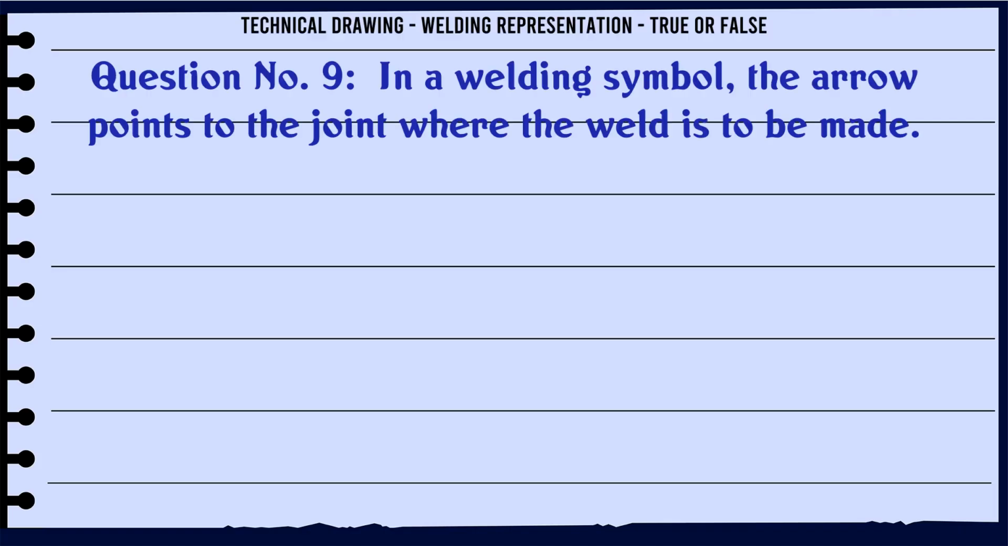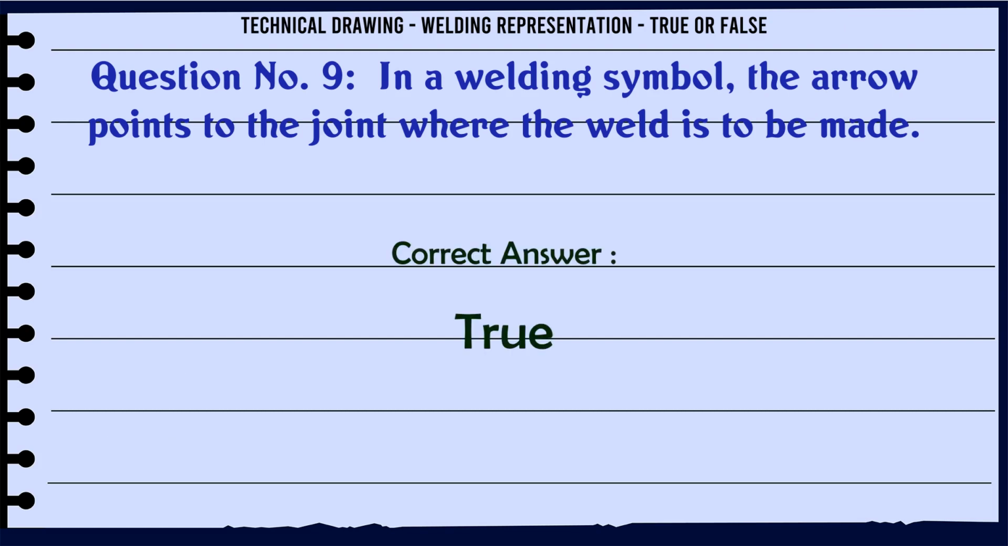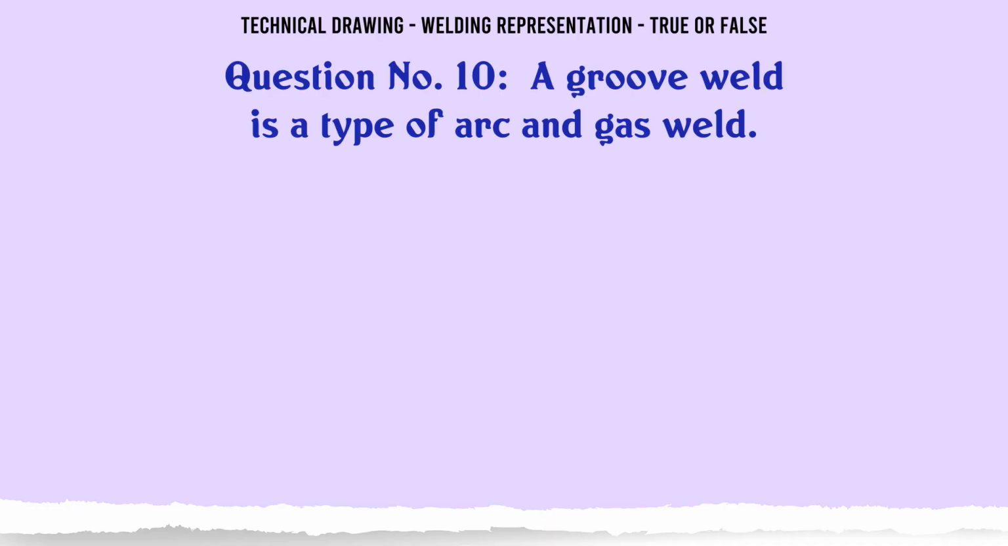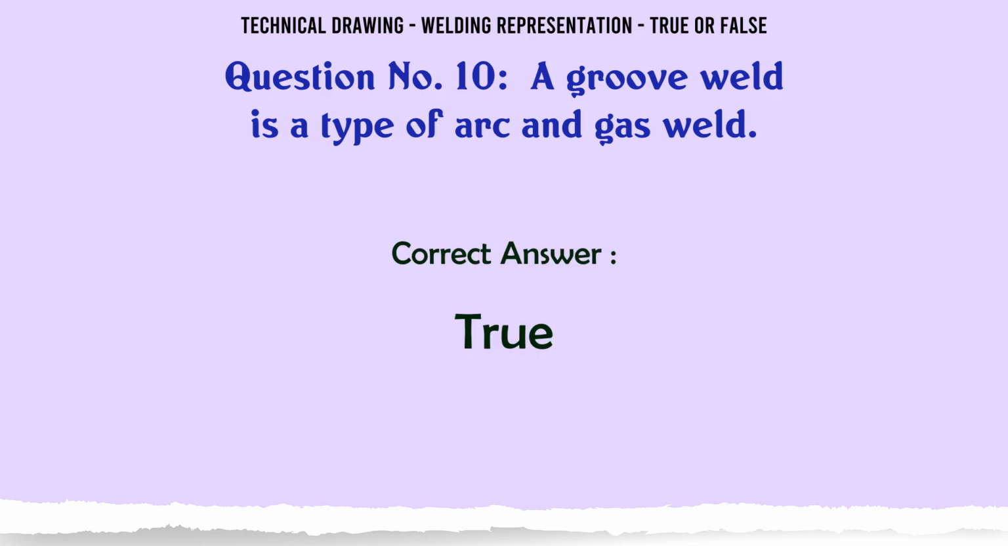In a welding symbol, the arrow points to the joint where the weld is to be made. True or false? The correct answer is true. A groove weld is a type of arc and gas weld. True or false? The correct answer is true.